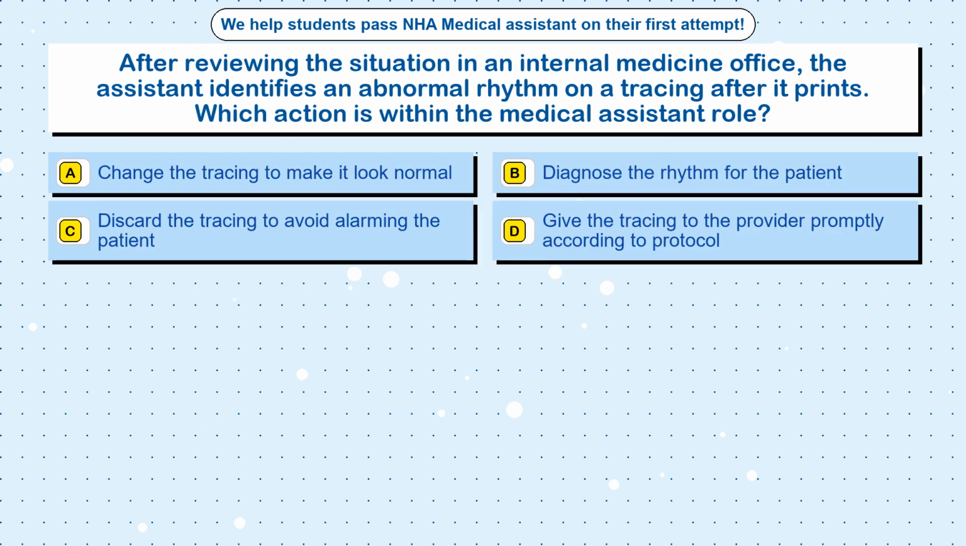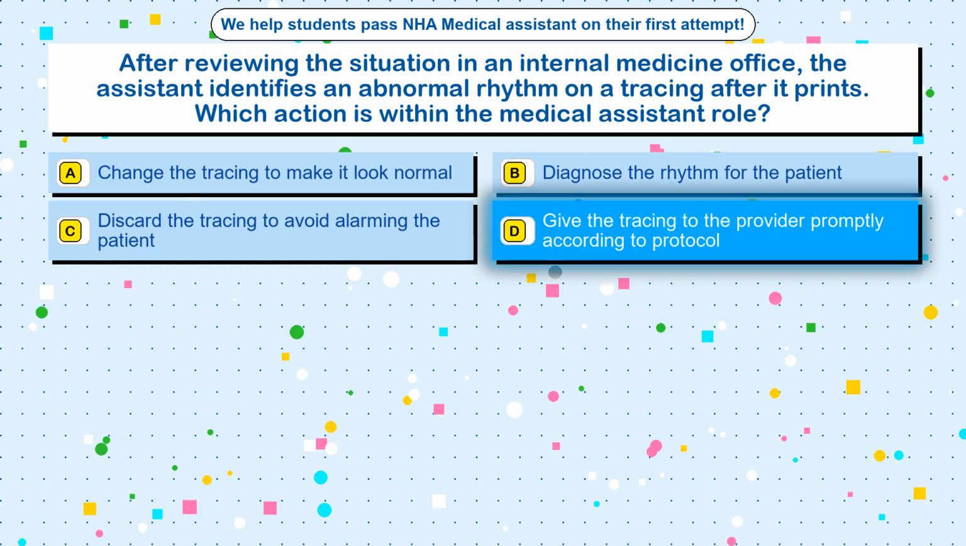Question 24. After reviewing the situation in an internal medicine office, the assistant identifies an abnormal rhythm on a tracing after it prints. Which action is within the medical assistant role? Option A, change the tracing to make it look normal. Option B, diagnose the rhythm for the patient. Option C, discard the tracing to avoid alarming the patient. Option D, give the tracing to the provider promptly according to protocol.